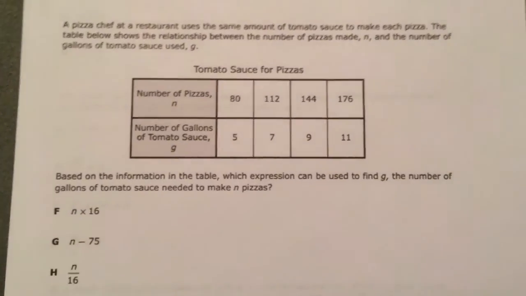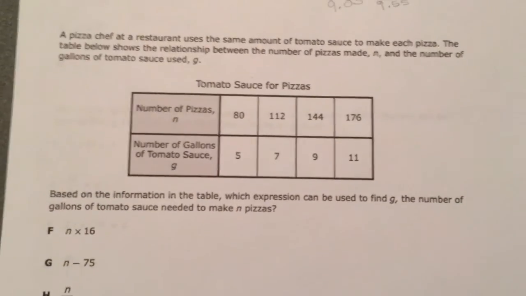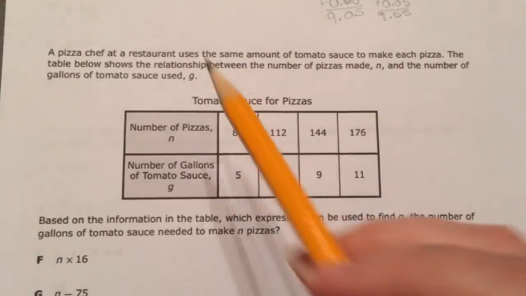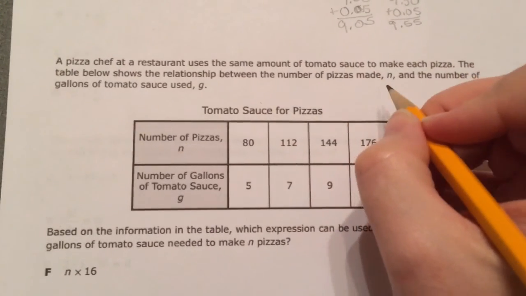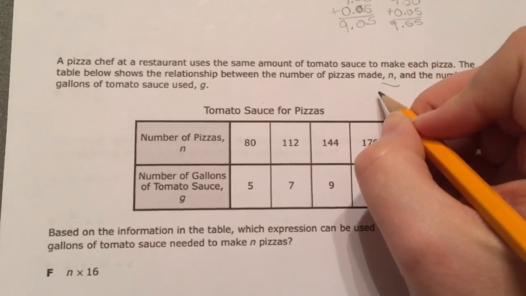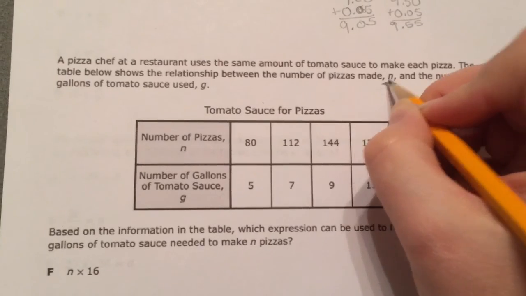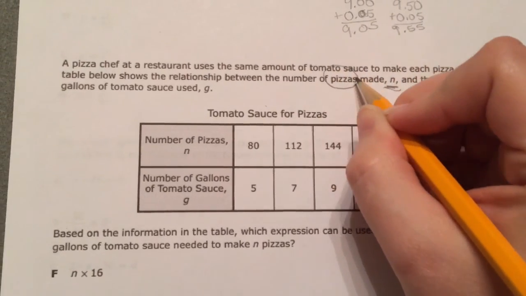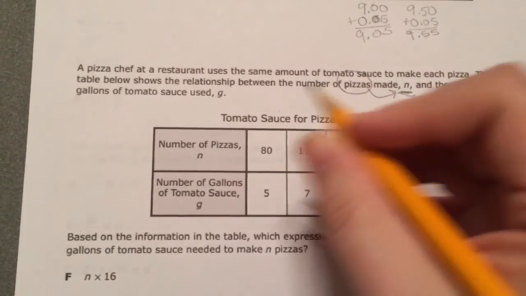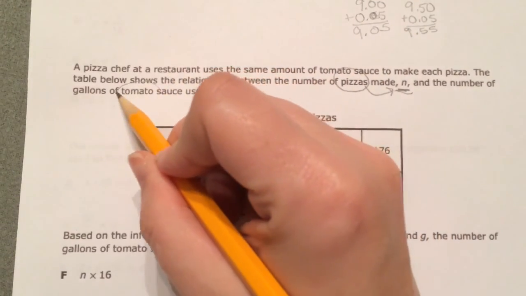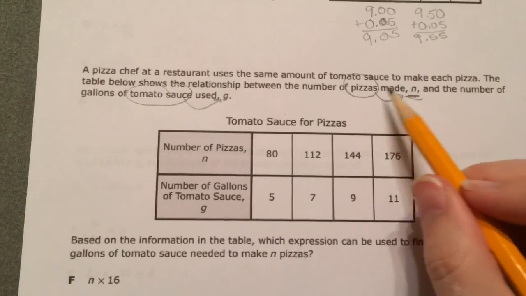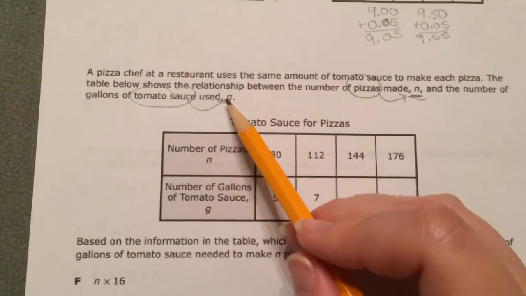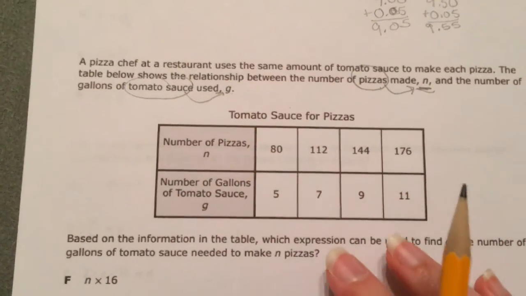All right, so my video says it shows the relationship between the number of pizzas made, N, so N is my pizzas, and the number of gallons of tomato sauce, so tomato sauce is my G. So anytime I see N, I'm talking about pizzas. Anytime I see G, I'm thinking tomato sauce.